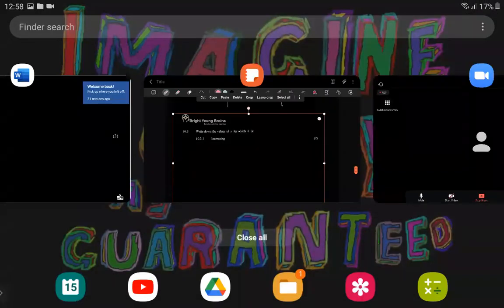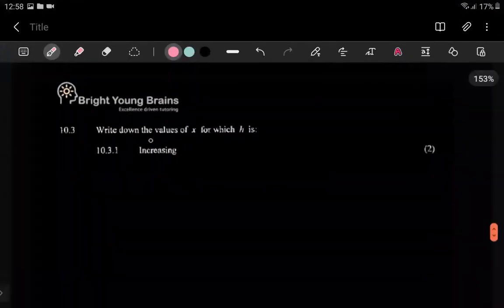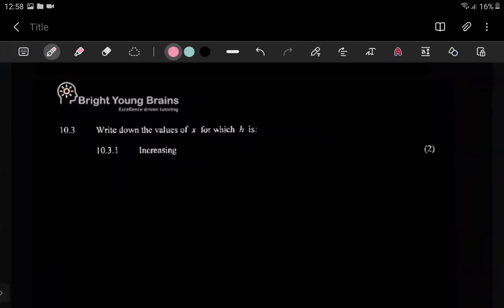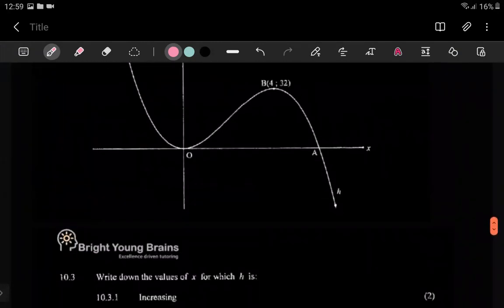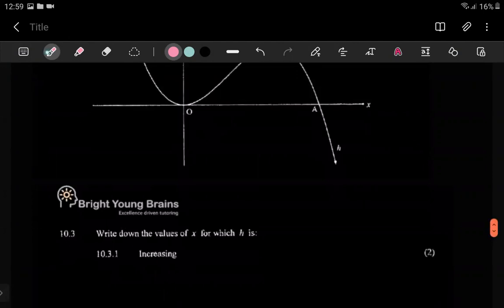So if you check here, the first question is asking us to write down the values of x for which h is increasing. As mentioned already, with these kinds of questions, it's always a matter of understanding the question. If you understand the question, you can easily answer it. So, for example, they're talking about where this graph is increasing.